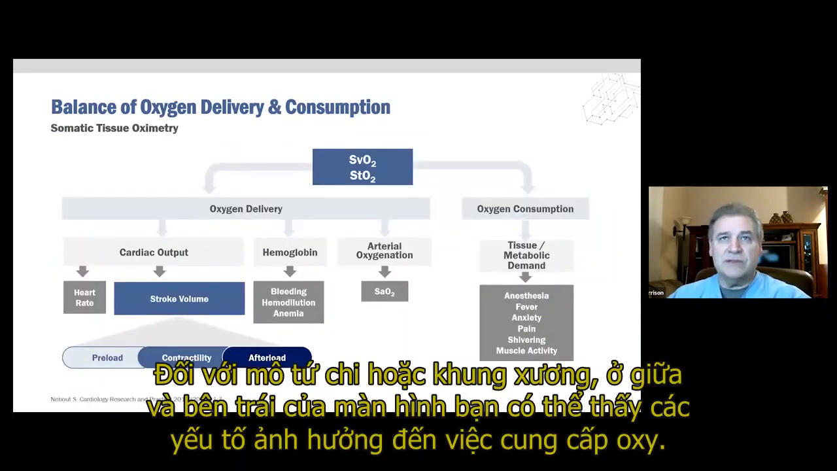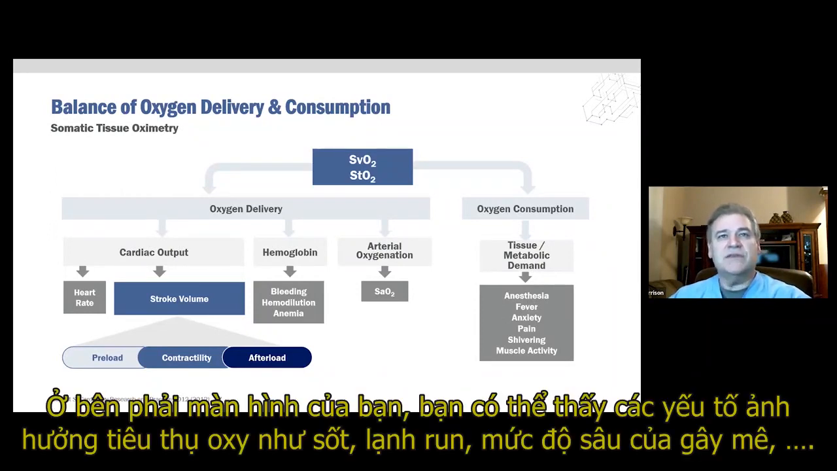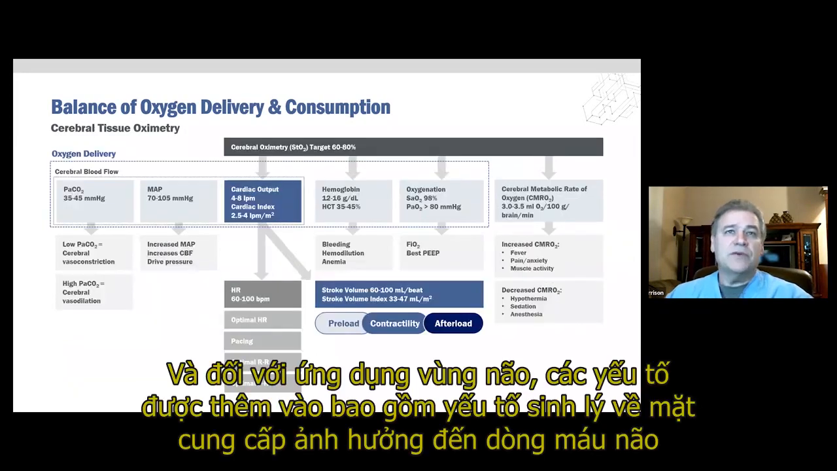So for the somatic or skeletal muscle tissue application, on the middle and left of your screen, you can see factors that affect oxygen delivery, things such as hemoglobin concentration, the percentage of arterial oxygen saturation, cardiac output, and so on. And on the far right side of your screen, you can see some of the factors that can affect oxygen consumption, such as fever, shivering, depth of anesthesia, etc. These lists are not intended to be completely exhaustive, but they do represent some of the more common factors involved in the DO2-VO2 ratio.